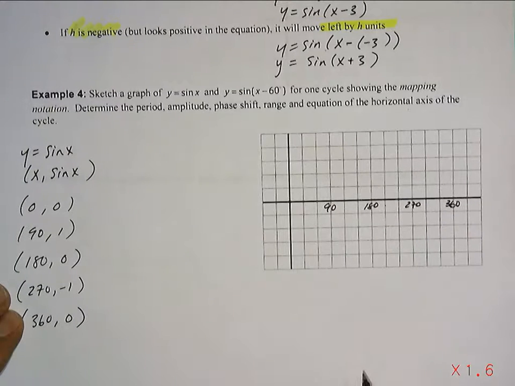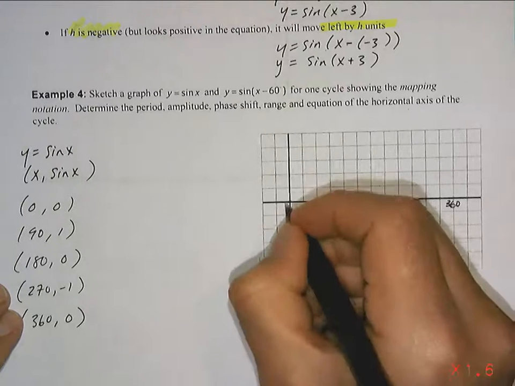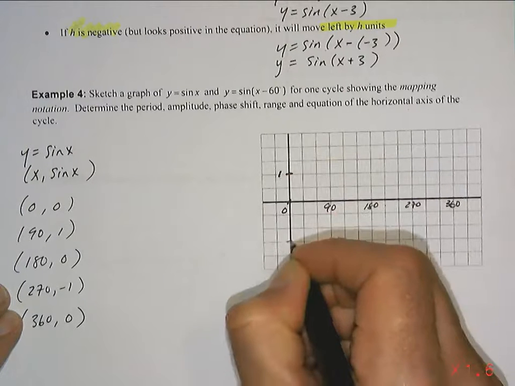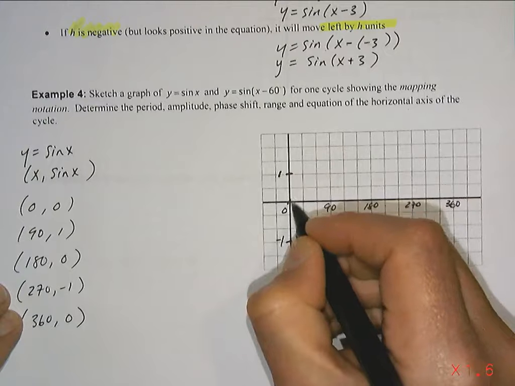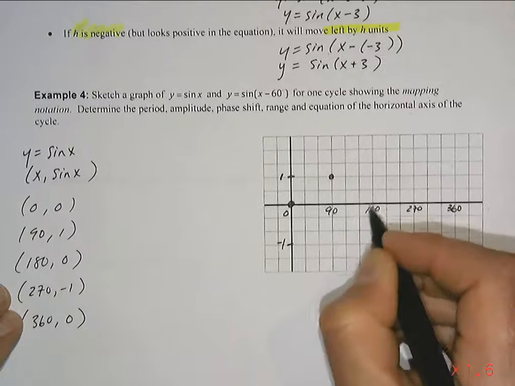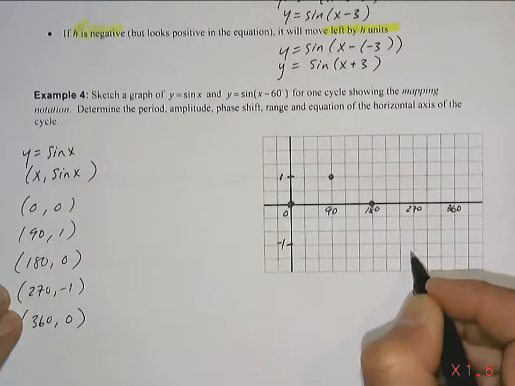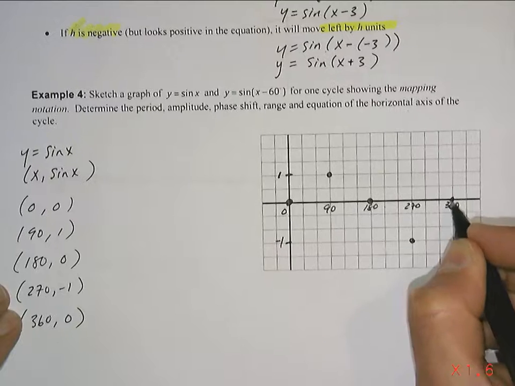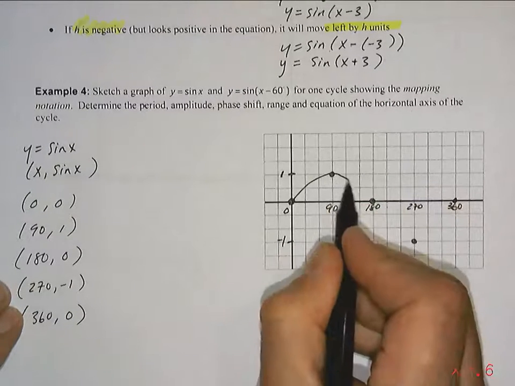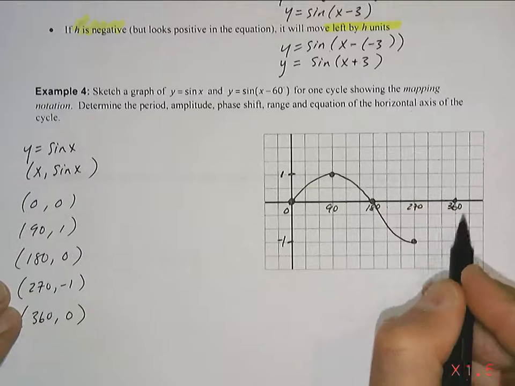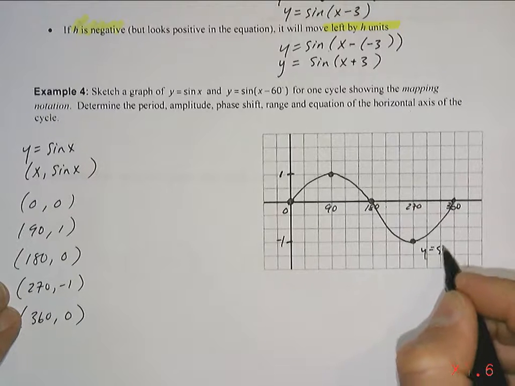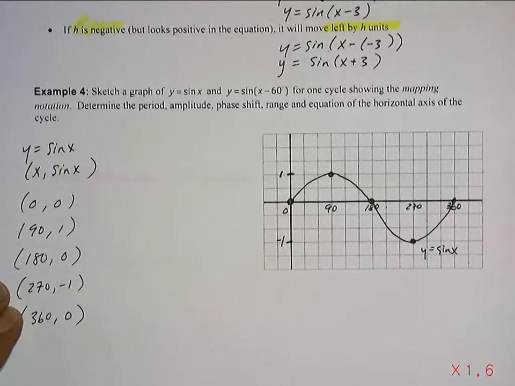Okay. Let's sketch our sine curve. So at 0, it goes nowhere. At 90, it hits a max. At 180, it hits 0. At 270, it hits negative 1. At 360, it hits 0. These are the same as those points. Let's get our pretty little curve here. Beautiful. And that is y equals sine x. Gotta know it. Gotta know it inside out.